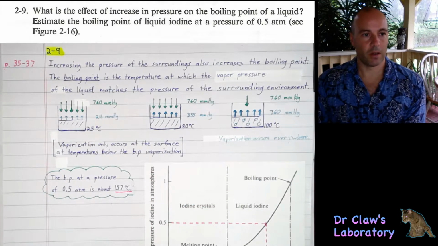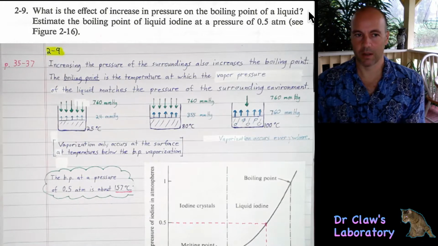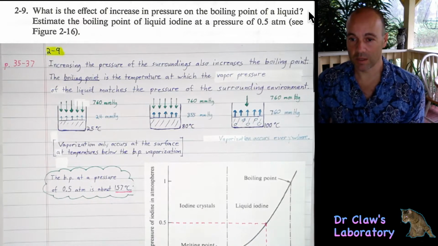Let's look at number 9. What is the effect of increase in pressure on the boiling point of a liquid? Estimate the boiling point of liquid iodine at a pressure of 0.5 atmosphere. See figure 2-16. Okay, let's answer the first part. Well, increasing the pressure also increases the boiling point.